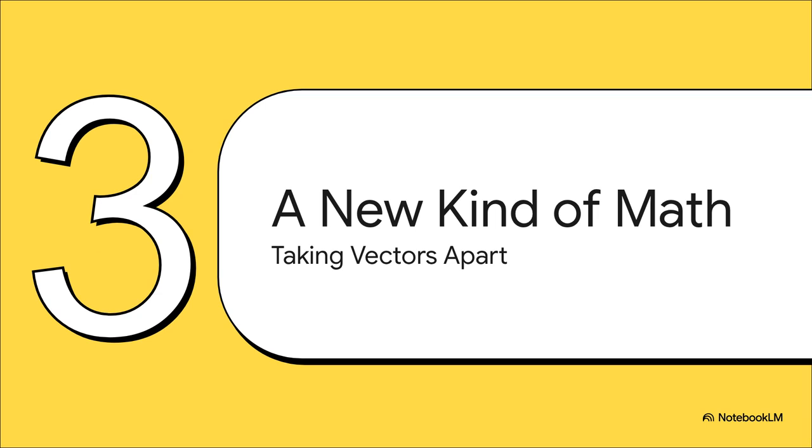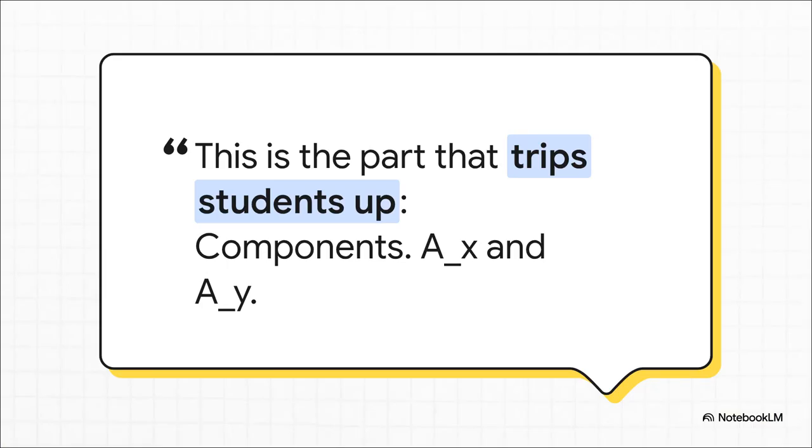Okay, so that's how we put vectors together. But what if I told you that the single most powerful, most useful skill you can learn in physics is actually how to take them apart? And I'm going to be real with you. This next part, breaking a vector down into what we call its components, this is the spot where a lot of people get a little stuck. But stick with me here, because once this clicks, I promise, everything else with vectors just falls right into place.